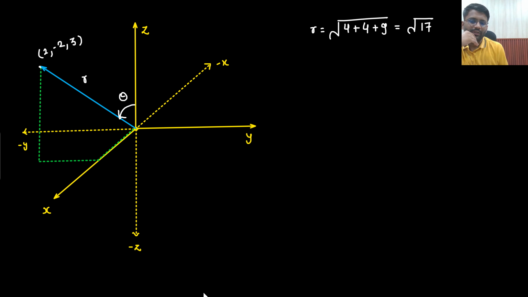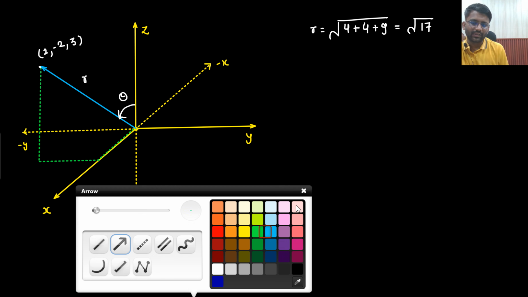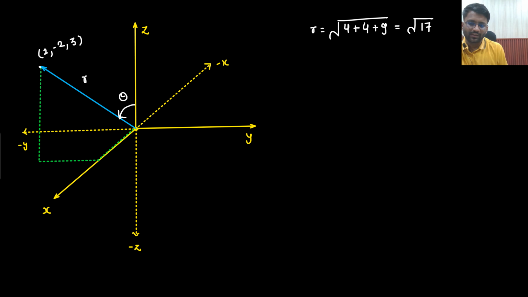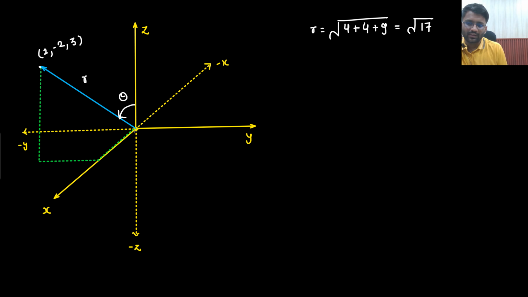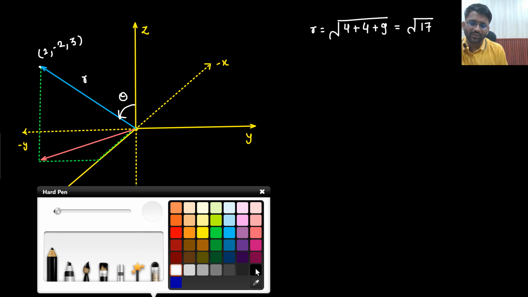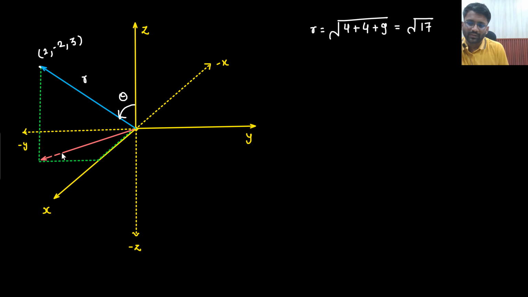Now the projection of this vector, what will be the projection of this vector? This is the projection of this vector. So let me make the projection in this manner. So dotted it should be shown. So the projection of this vector should make an angle of phi with the positive x-axis in the anti-clockwise direction. This is the phi angle. Is that clear to you? Is that understandable to you?